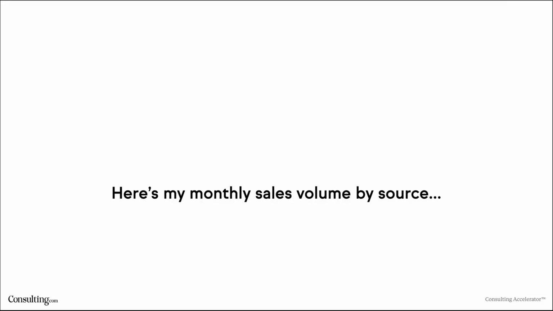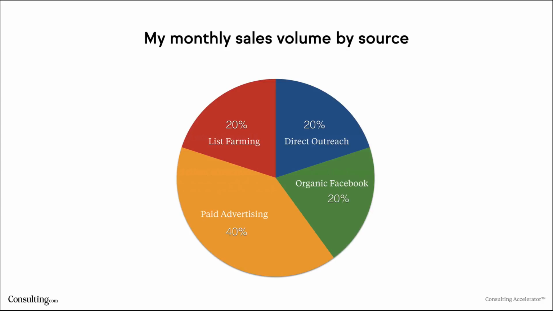And here's my monthly sales volume by source. I'm showing you this because it's important to understand exactly where my clients come from and get a data point for it. So there's no speculation around any of this stuff. So here's my typical monthly sales volume by source. I get 20% from list farming, 20% from direct outreach, 20% from organic Facebook, and then 40% from paid ads.